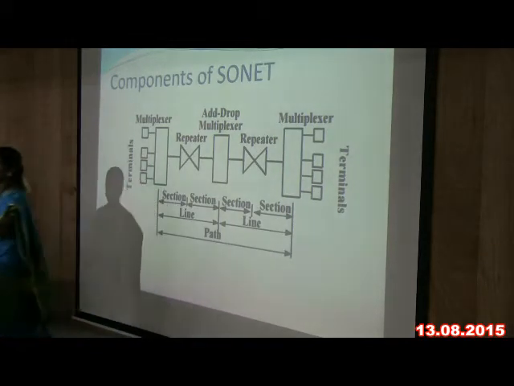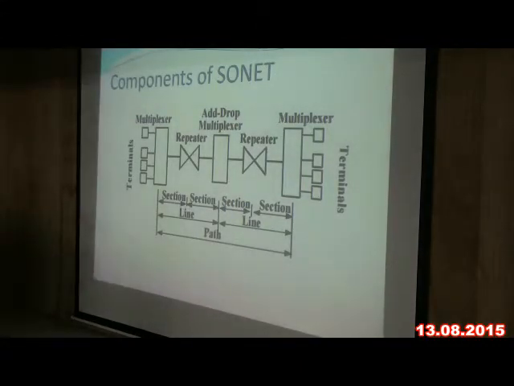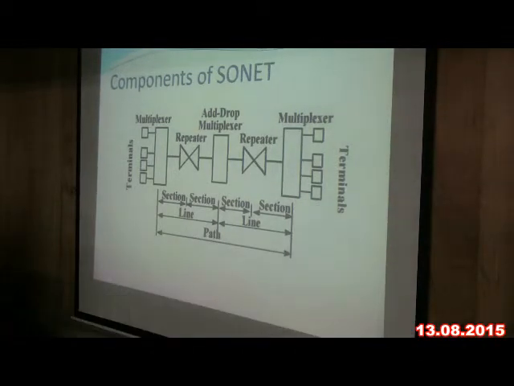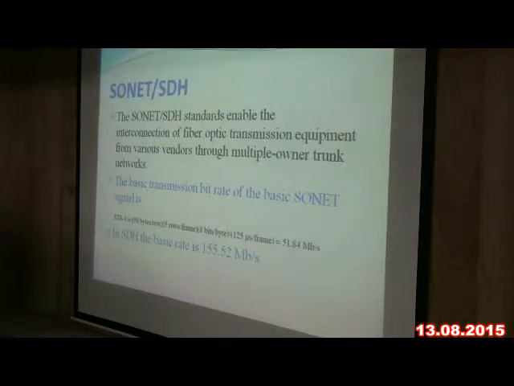From this, the three main ones are: first one is section, second one is line, third one is path. Path is the end-to-end link. Line is the connection between the two multiplexers. Section is the link between the nearby components. Here the major optical components are multiplexers, add-drop multiplexers, and repeaters. This is a simple example for the SONET concept.